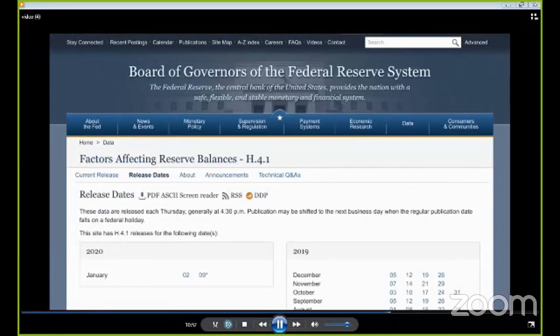Now, this is the H.4.1 release that comes out at 4:30 p.m. And again, will give us the details on what's happened to the Fed's balance sheet week over week. The only key risk I see is that perhaps they have decided to stop growing their balance sheet and let the markets do their own work because of the U.S.-China trade deal.